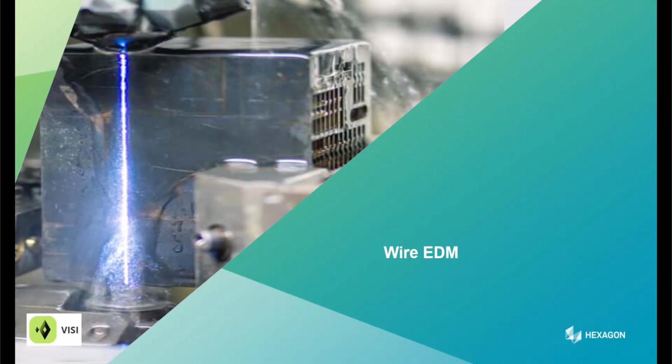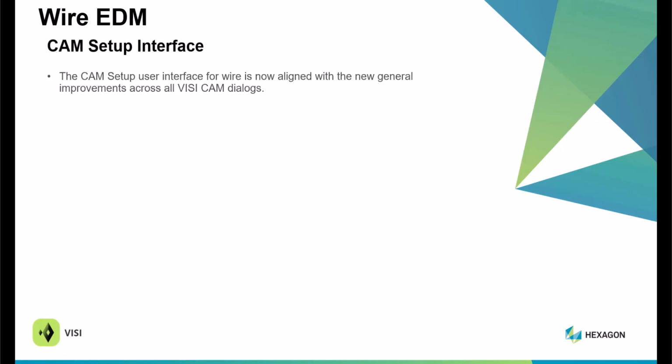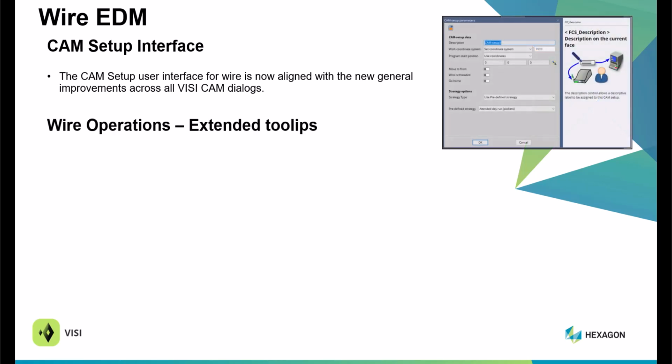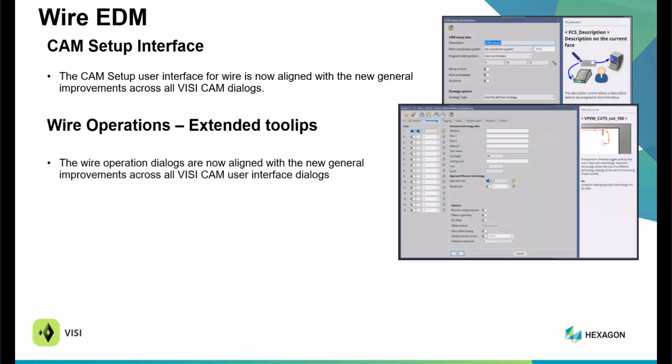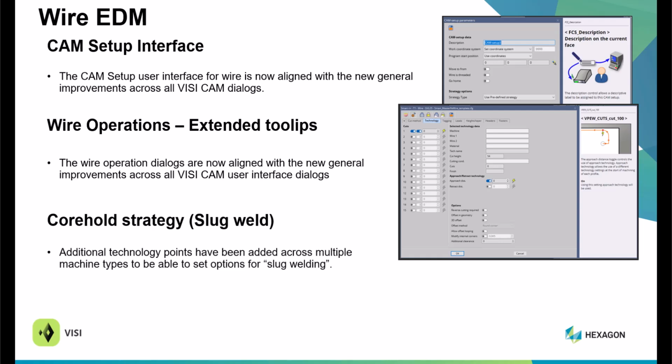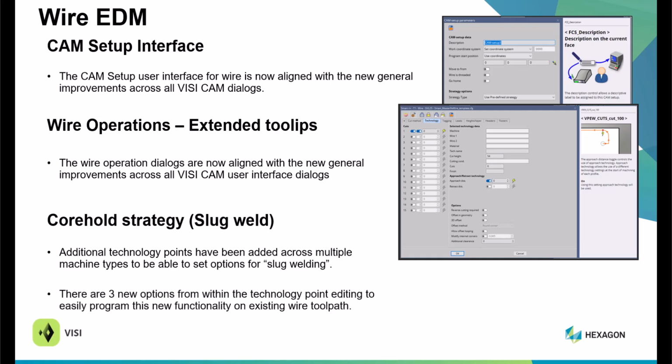Now we're going to talk about wire EDM and what's new in this area of VISI. Within the CAMSEP interface, the CAMSEP user interface for wire is now aligned with the new general improvements that were done in CAM. Wire operation extended tooltip menus have also been aligned just like the CAM side to give you the little help information area on the right. And there's been a new core holder strategy for slug welding that has been added to the technology points area.